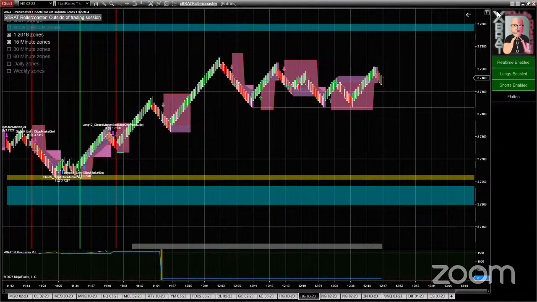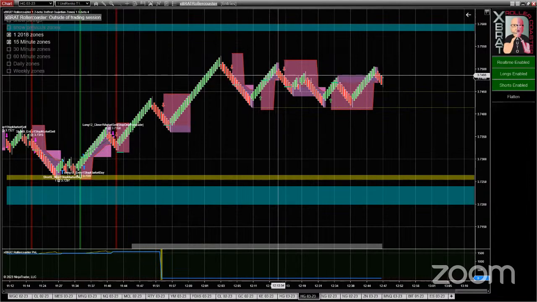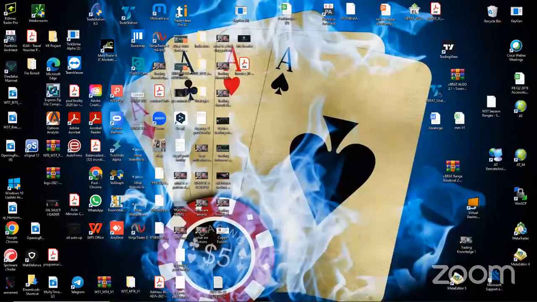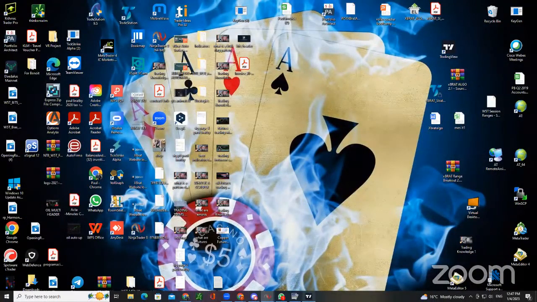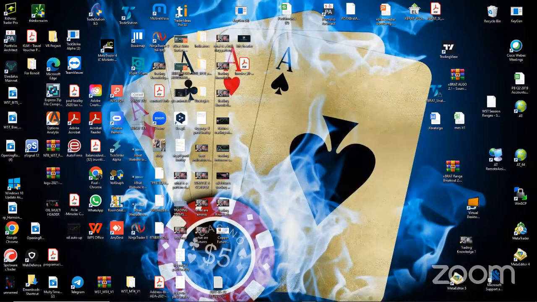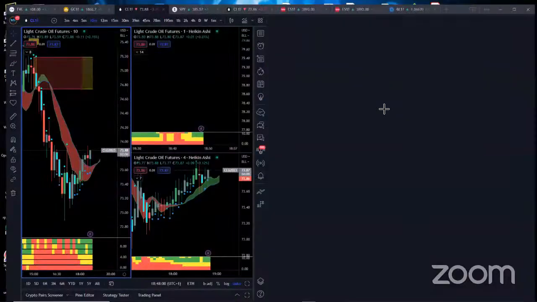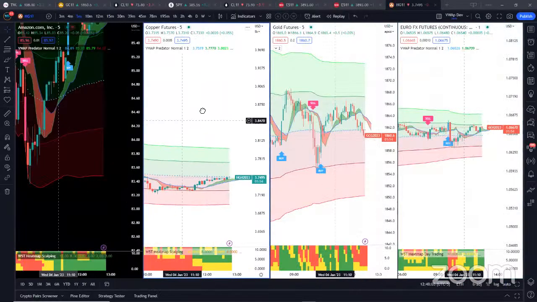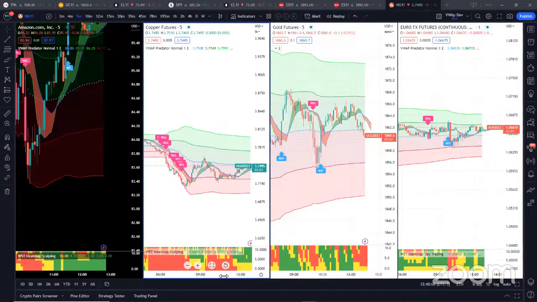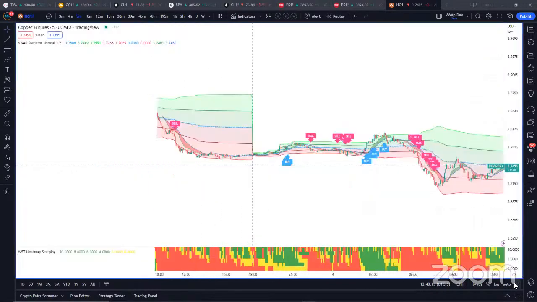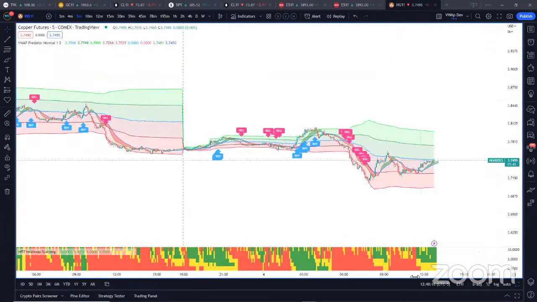Any questions on the automated strategy builders? We've got 10 minutes left. So I wanted to go through the VWAP Predator. Let's just move that across out of the way. Going to open, where's TradingView? Oh, there it is. We've been on NinjaTrader all night, so I just wanted to go to TradingView to go through the VWAP Predator.